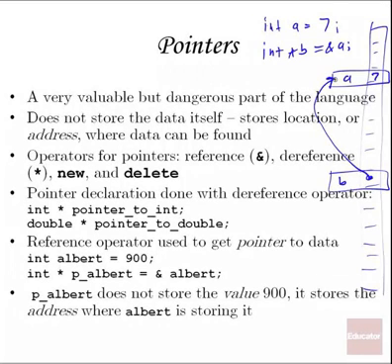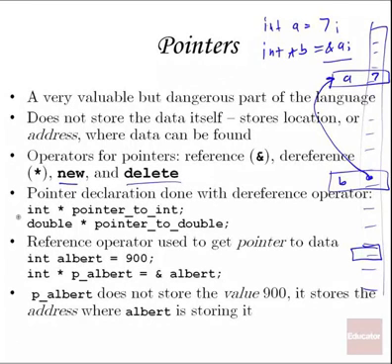So here we have operators for pointers. We have the reference operator, the ampersand, where we get the address of the variable. Dereference, where we take that address and dereference it to the actual data. New will go out into memory and grab a chunk of memory out of the heap and apply it to a pointer. Delete will take that memory and put it back into the heap.